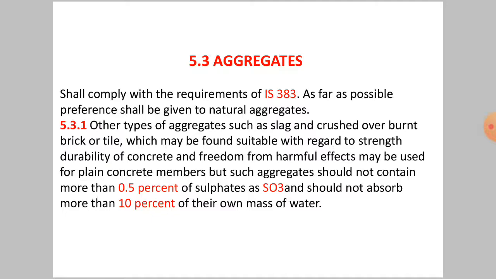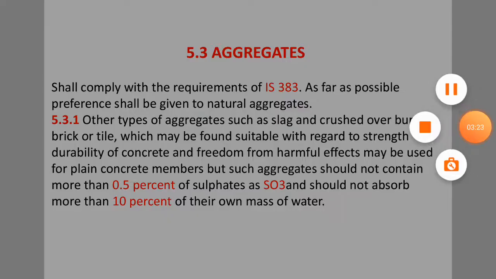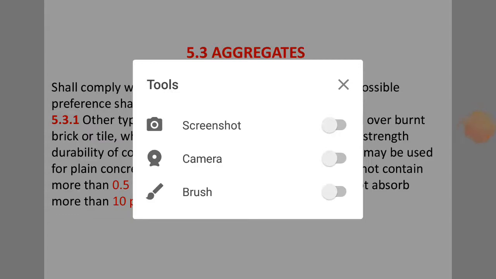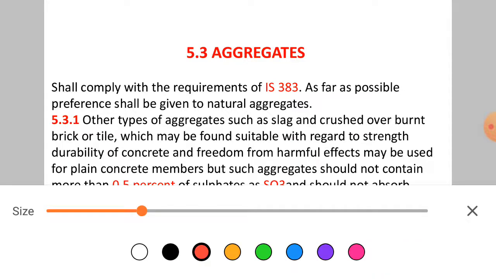We come to aggregate. Aggregate conforms to IS 383. As far as possible, preference shall be given to natural aggregate. Other types of aggregate such as slag and crushed overburnt brick or tile, which may be found suitable with regard to strength, durability of concrete and freedom from harmful effect, may be used for PCC. But such aggregates should not contain more than 0.5% of sulfate as SO3. So these things are to be remembered.